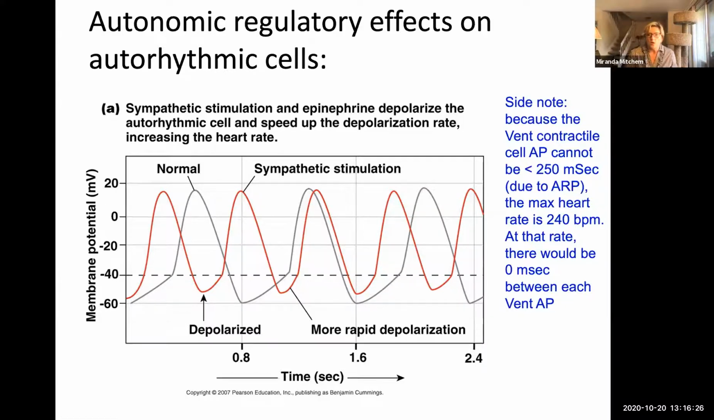So our ventricle action potential is really limited due to getting back to those funny channels again. So our maximum heart rate is about 240 beats per minute, which is very dangerously high. But in order for that to happen, there would be absolutely no time in between the action potentials, no time to recover. So it's going to be very difficult to function properly at that high stimulation.